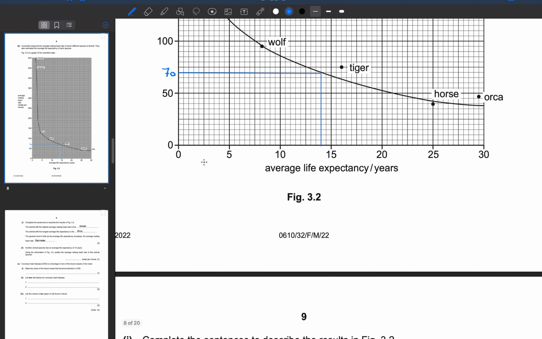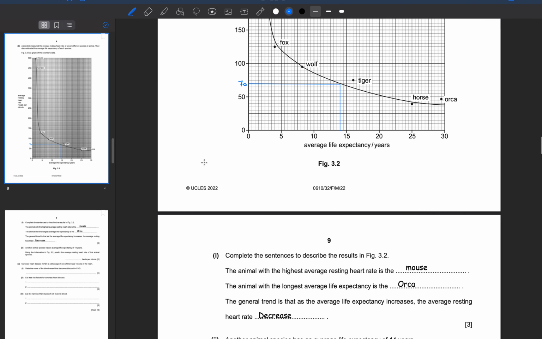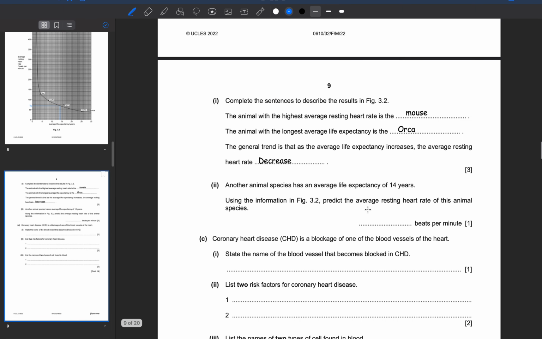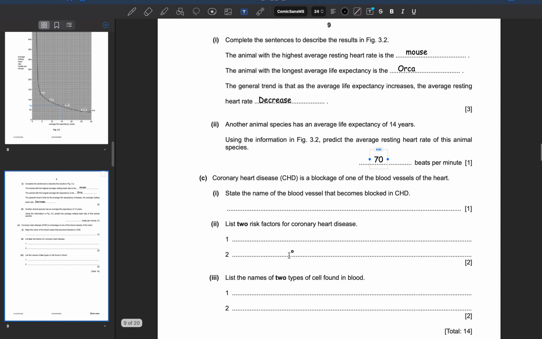So I have to write 70 beats per minute. Coronary heart disease, or CHD, is the blockage of one of the blood vessels of the heart. State the name of the blood vessel that becomes blocked in CHD. Of course, from its name, coronary heart disease, it's the coronary artery. Blockage of the coronary artery causes coronary heart disease.